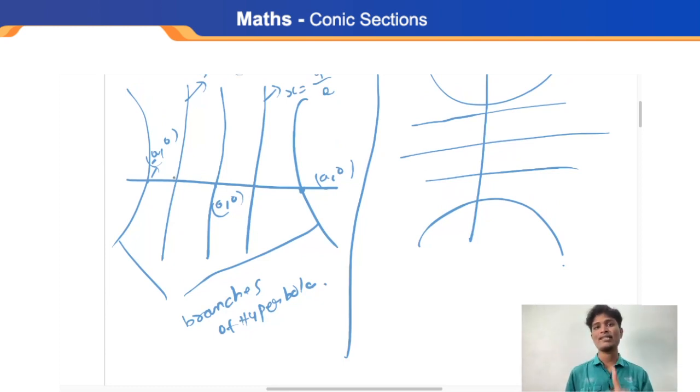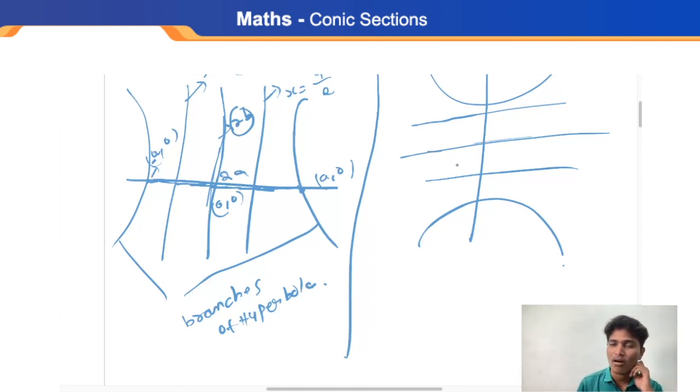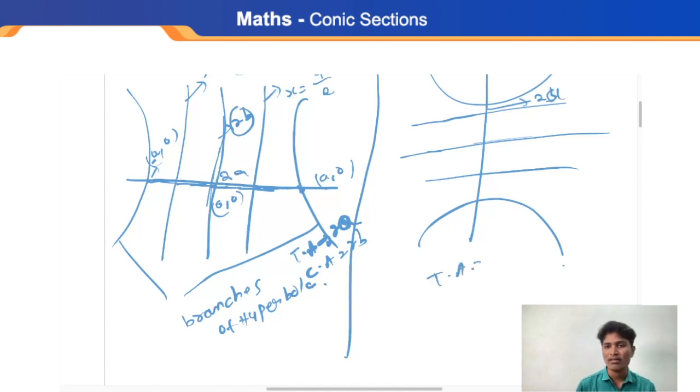And what is the length? Here there is no major axis, there is no minor axis. Here there is a transverse axis and a conjugate axis. This entire thing is the transverse axis, and this length is equal to 2a, and this conjugate axis length is equal to 2b. I will write here: transverse axis length is equal to 2a, and the conjugate axis length is equal to 2b. But here the transverse axis length is equal to 2b, and the conjugate axis length is equal to 2a.